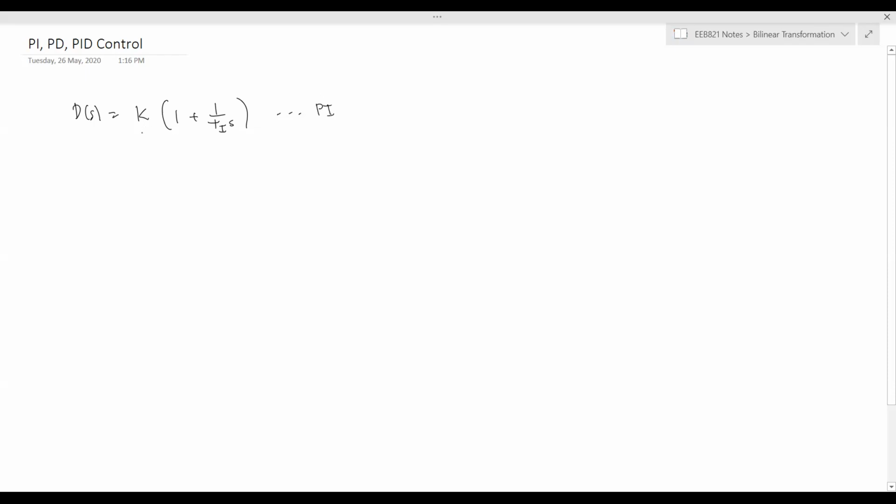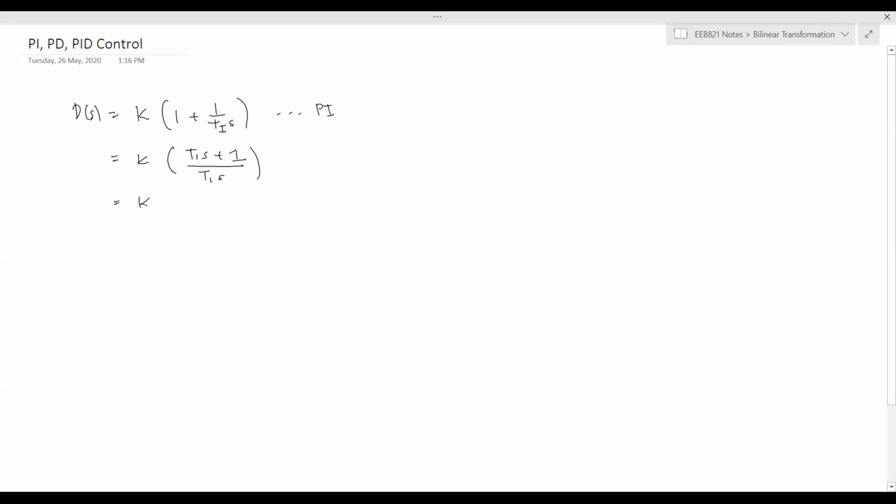So how did we get it in the form that is shown in the notes? This is equivalent to K times, if we add the two terms, Ti times S plus 1 whole thing divided by Ti times S. And if you divide by Ti, because Ti is kind of like the integral gain, K is the proportional gain. When you multiply K to this term, K over Ti becomes the integral gain.